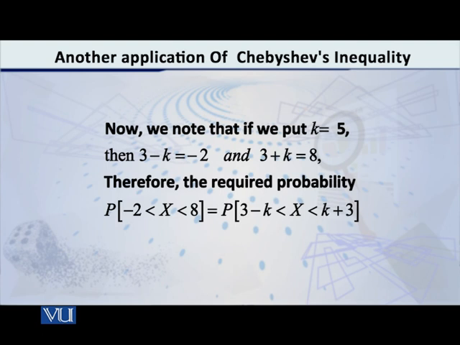So aapne dekha ki aapki Chebyshev inequality ki jo final version jisse hum deal is waqt kar rahe hain, uski jo left hand side hai, that is equal to exactly what we wanted to compute the bound for. So what is that? Probability of minus 2 less than x less than 8. Yani wohi ke the probability of x lying between minus 2 and 8. To ab chuke humne goya is tarah identify kar liya ki m ki value jo hai, that is 5, to phir hum ab laga dete hain Chebyshev inequality.